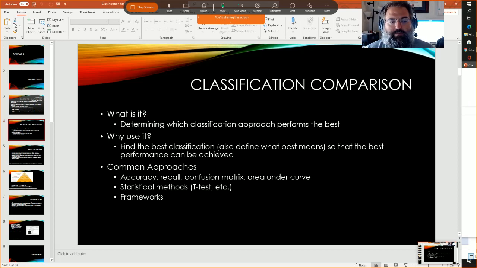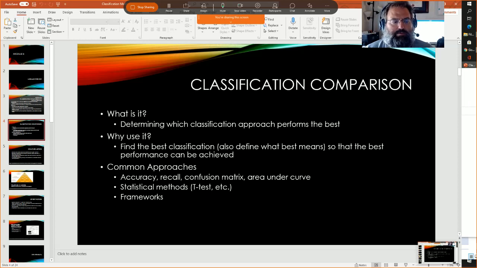Why do you want to use it? Well, you want to find the best classification, and as I mentioned, know what best means so that you can get the best performance result out of your experience. The common approaches are going to be things like looking at accuracy, recall, the confusion matrix, area under the curve, things we've been talking about. You may use statistical methods, t-test, and so on, although that's not all that common.